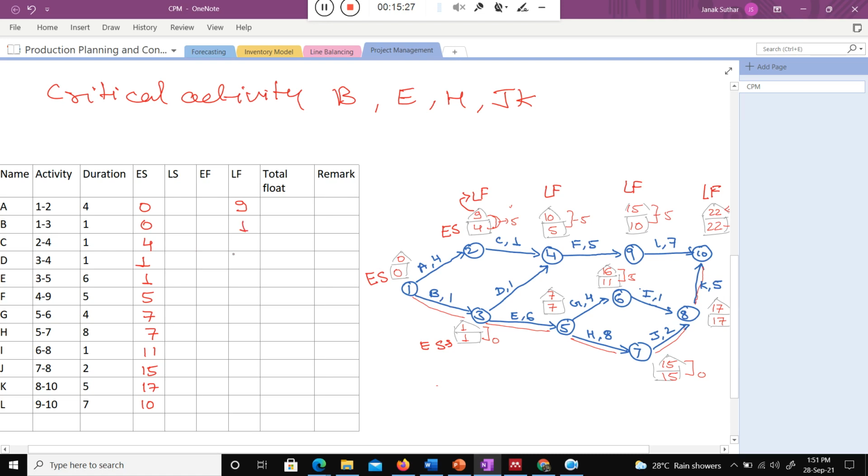1, very good. For C, 10, very good. For D, very good, very good. For E, 7, right. Okay, for activity F, 15, very good. For activity G, 16, very good.